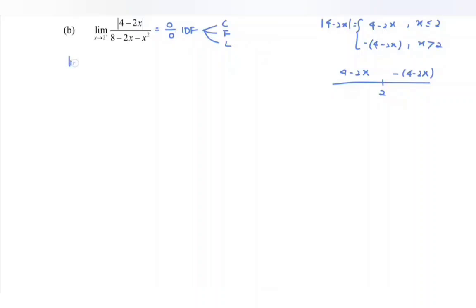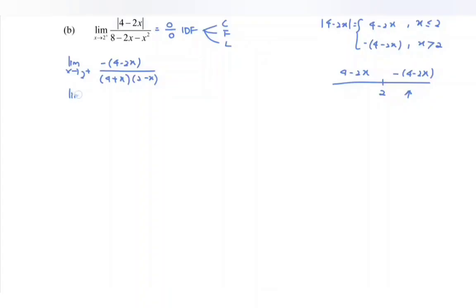So limit as x approaches 2 from the right. Focus on the situation from the right. We have negative bracket 4 minus 2x over, factorize the situation. Do remember not to use the calculator because of the negative x squared. So factorize and we will have (4 plus x) and then (2 minus x). Kindly simplify the situation given.